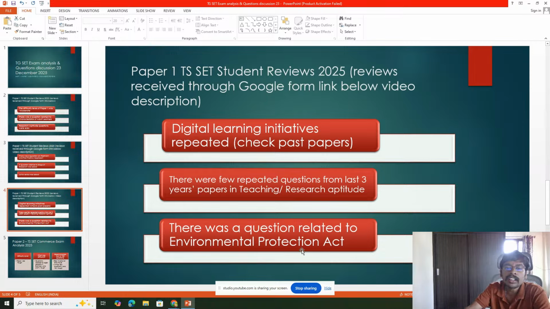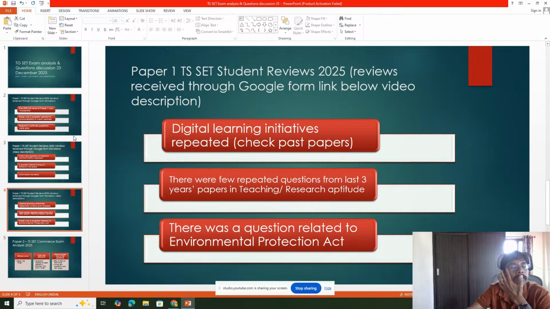There was a question related to the Environmental Protection Act, 1986. This is a very important concept, and there was a question on the Environmental Protection Act as well.